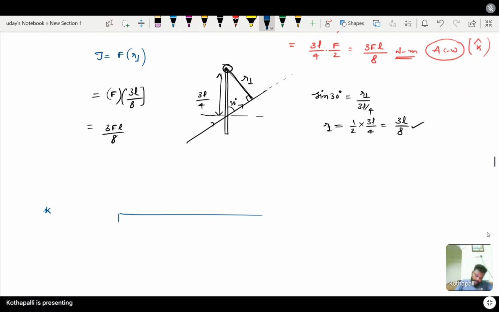There is a rod placed on a horizontal line with supports. Not with two supports, that will come in the equilibrium case, we'll discuss it later. Let's take only one support. Like this. Here, I kept a 3 kg mass, and this distance is L by 2.